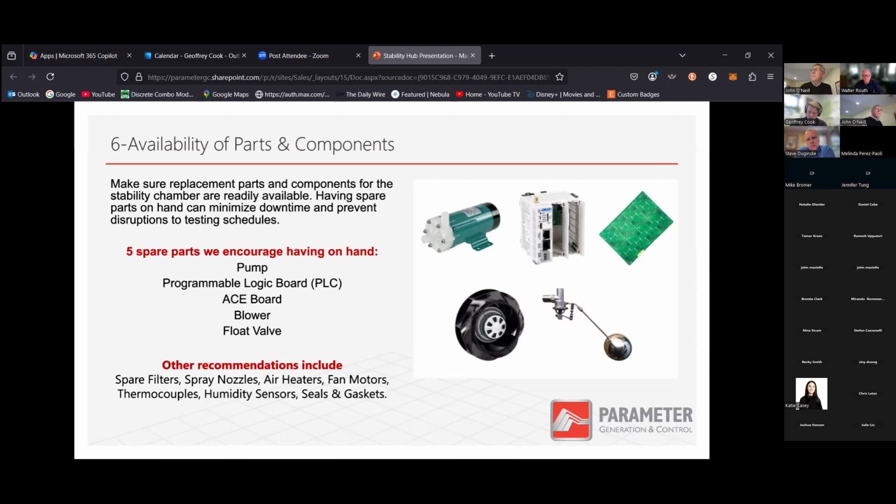So Parameter will provide our customers with a recommended spare parts list that is prioritized based on the expected lifespan of the part and our historical experience with the frequency of failures. We do have a list of parts that we encourage people to have on hand.